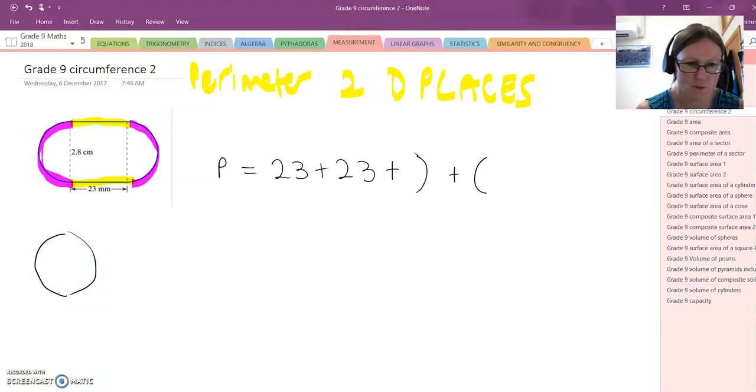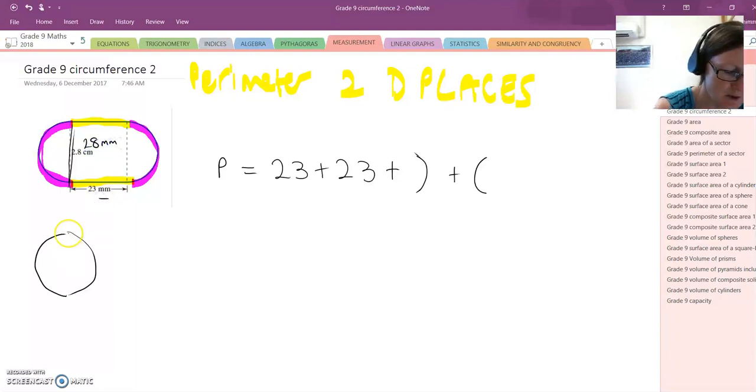Let's look at this circle. Looking above here, that is 2.8 centimeters. Or, let's change that, we times it by 10 to give us 28 millimeters, because we've got to make sure our units are the same. So in other words, that distance there is 28 millimeters.